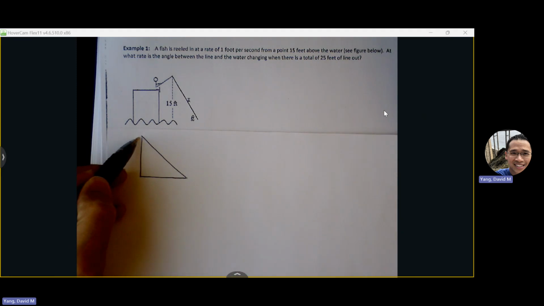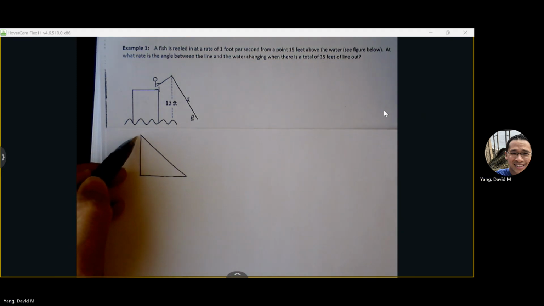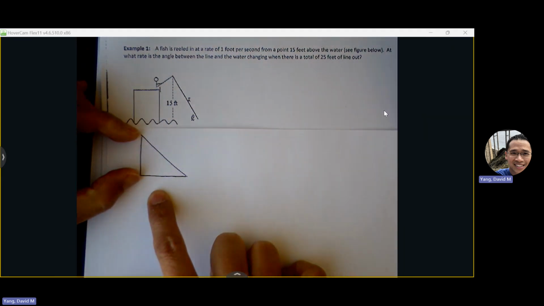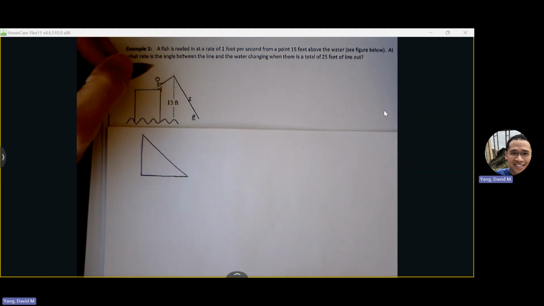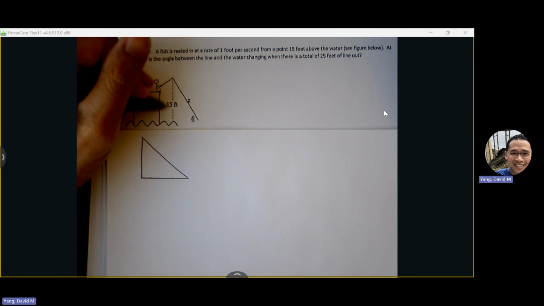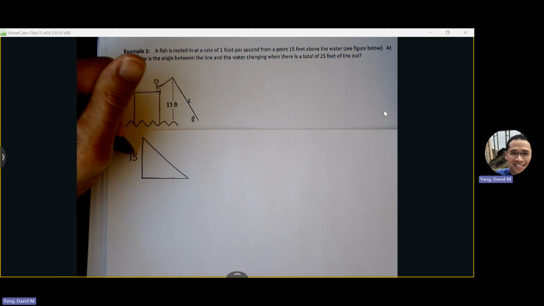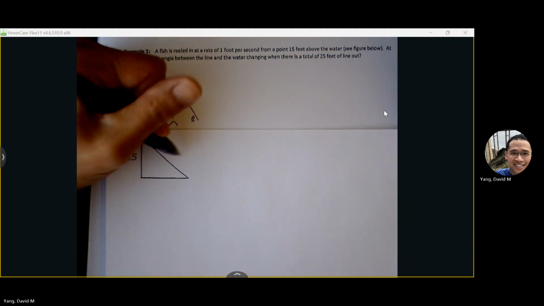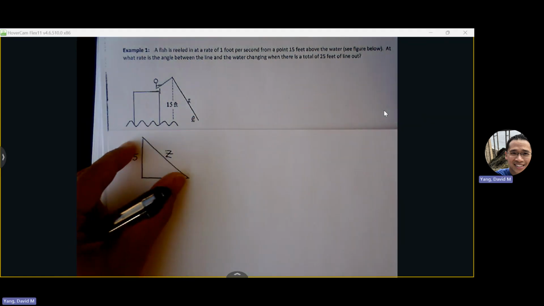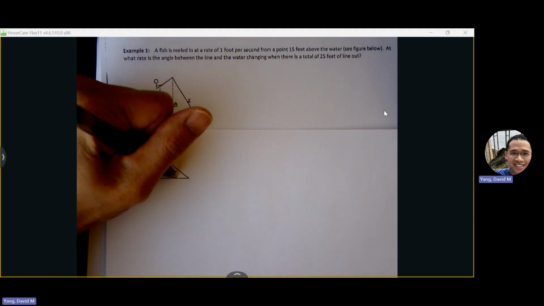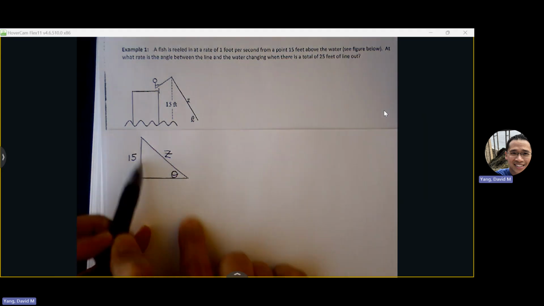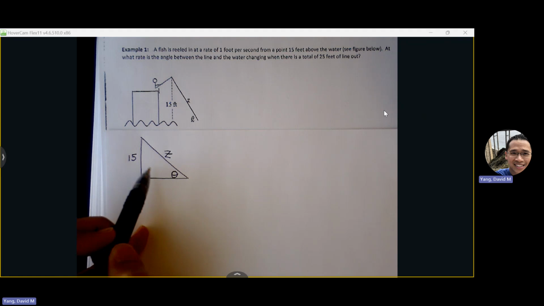At the top of this triangle is the top of the dock where the fisherman is. We have 15 feet of distance between the top of the reel and the water here. So 15 feet here. This is not going to change. As the fish is being reeled in, we know that z is decreasing over time. And then we can also imagine this theta is getting larger, right? As we get closer and closer, this theta is going to get larger over time. Okay, so this is what we are starting off with.